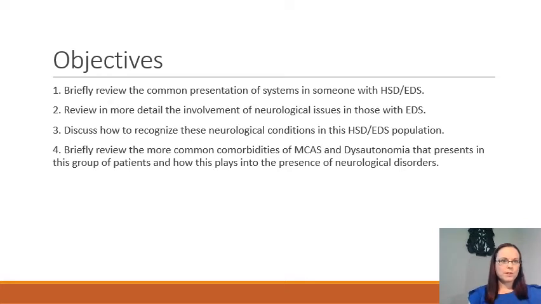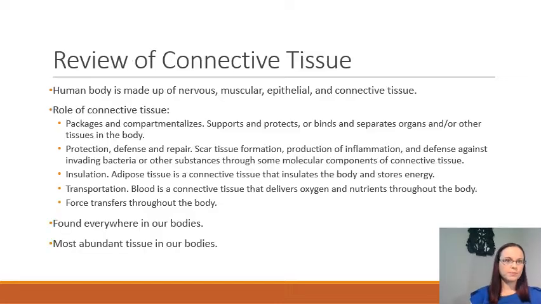So what I'm going to go through is just briefly the common presentation of the systems that are involved with somebody with these underlying genetic components of hypermobility spectrum disorder or Ehlers-Danlos syndrome. I'm going to review in more detail the neurological issues that we see more commonly with HSD and EDS, and we're going to discuss how to recognize those conditions with the signs and symptoms and see if we can start to differentiate them between each other. And then just briefly towards the end, start to talk about mast cell activation syndrome and dysautonomia that also presents in this patient population that will play a role in neurological disorders as well.